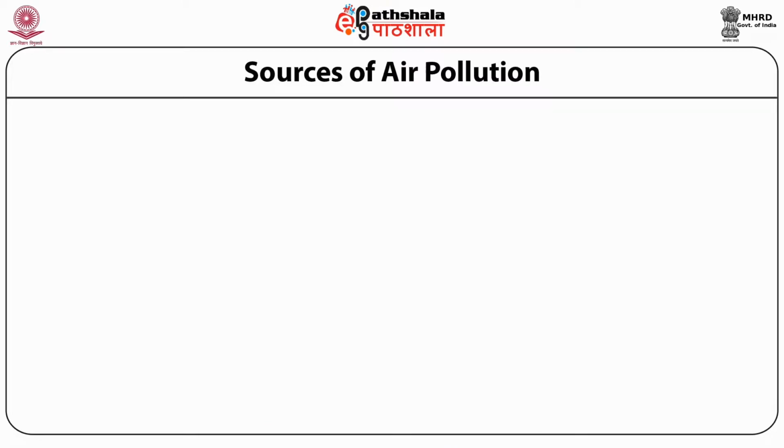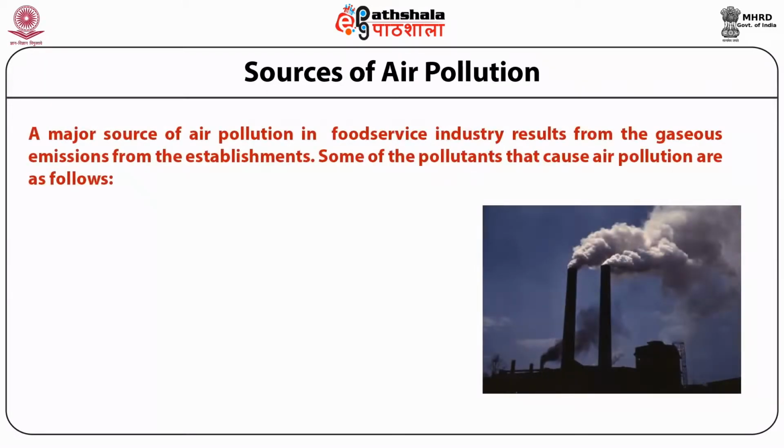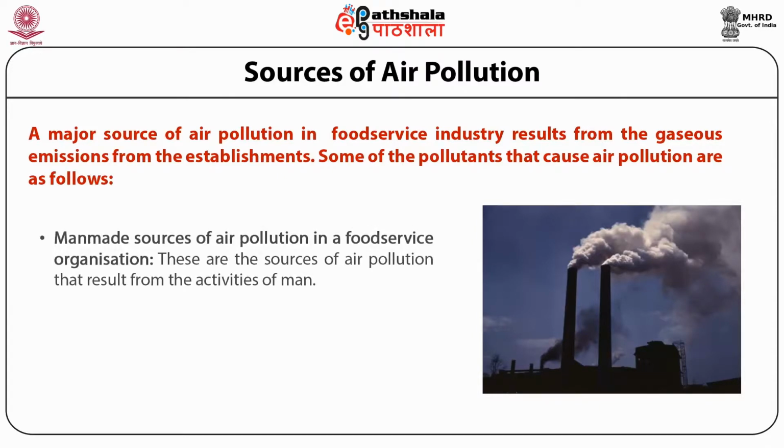Now, to know the sources of air pollution: a major source of air pollution in the food service industry results from the gaseous emissions from the establishments. Some of the pollutants that cause air pollution are man-made sources, such as the activities which we perform: the smoke and fumes from oil and the food being cooked, when we roast meat, the fumes and gases which are produced, and smoking being done on charcoal itself. The tandoors which we burn all cause pollution.